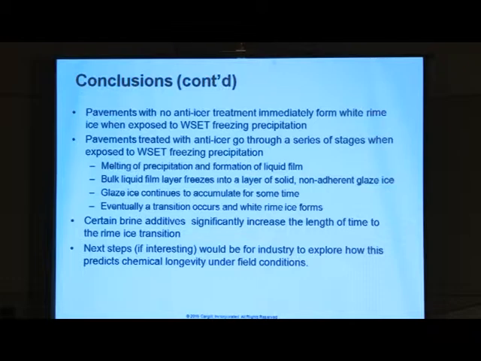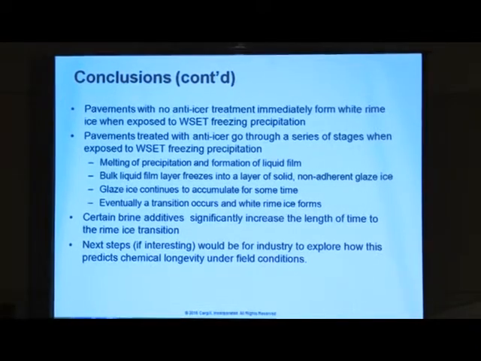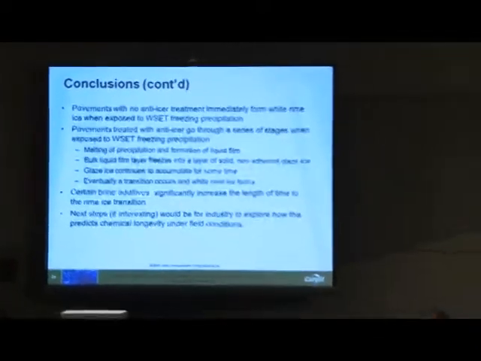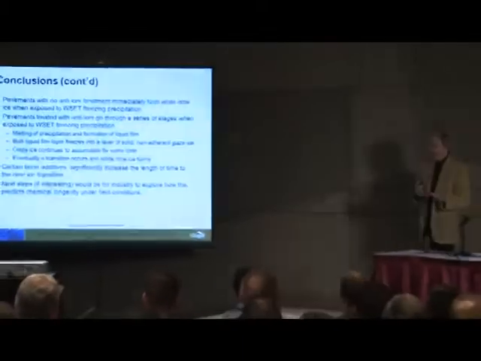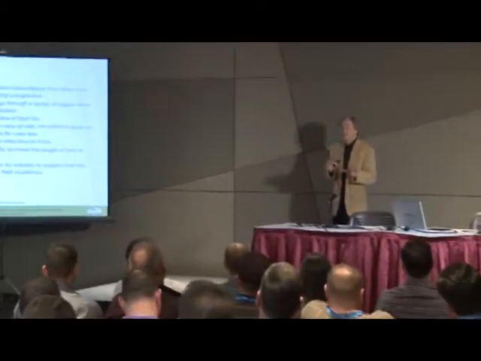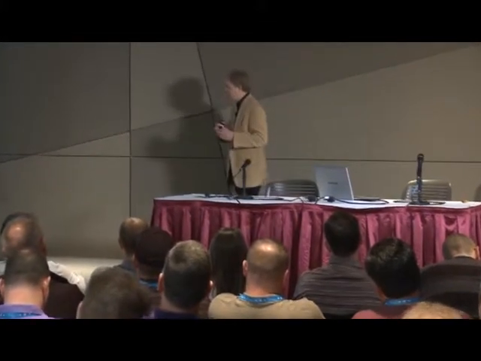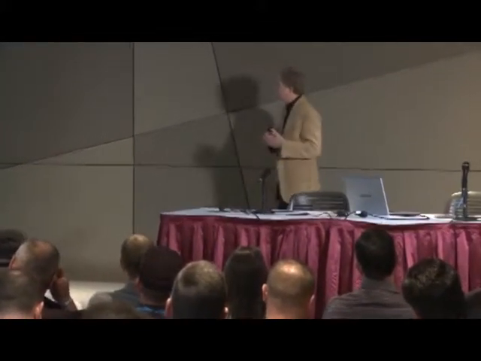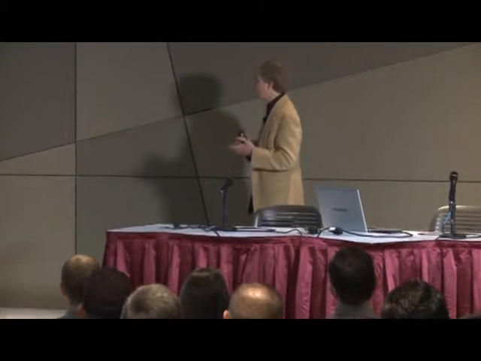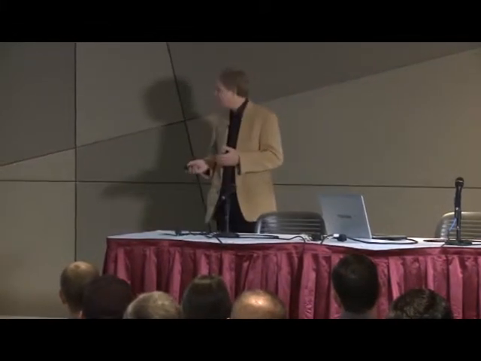And it raises the interesting question of whether the transition to the white rime ice might be some relative indication of how long different chemicals would have some effectiveness on the road. We saw that there are certain additives, in particular some high molecular weight polymers, that appear to increase the length of time that these deicer fluids will resist the transition to the white rime ice over time. And next steps, if interesting, would be for the industry to explore how this predicts chemical longevity under field conditions.